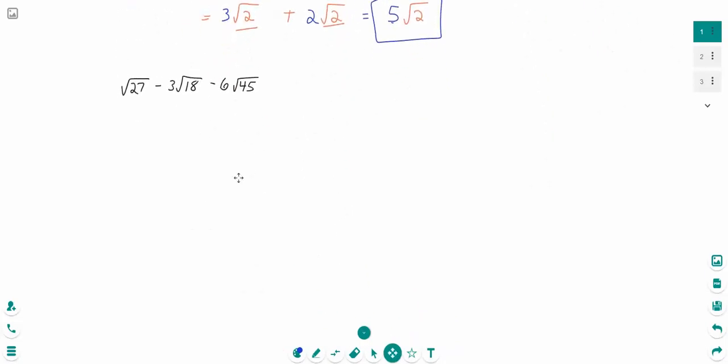So we have the square root of 27 minus 3 times the square root of 18 minus 6 times the square root of 45. So again, the first step, well, actually, you know what? Pause the video. Go ahead and try this one on your own, and then we'll do it together.